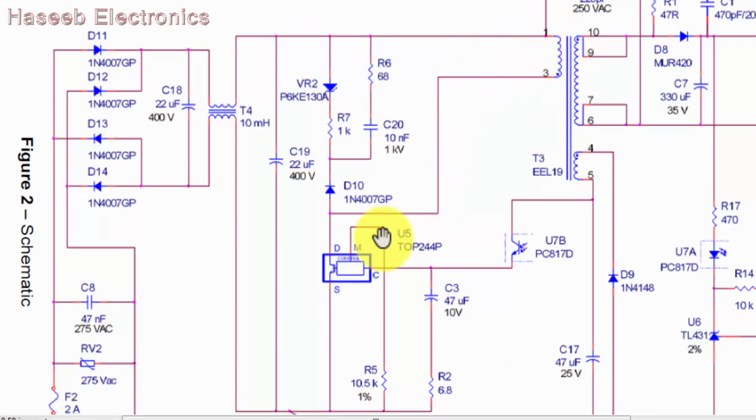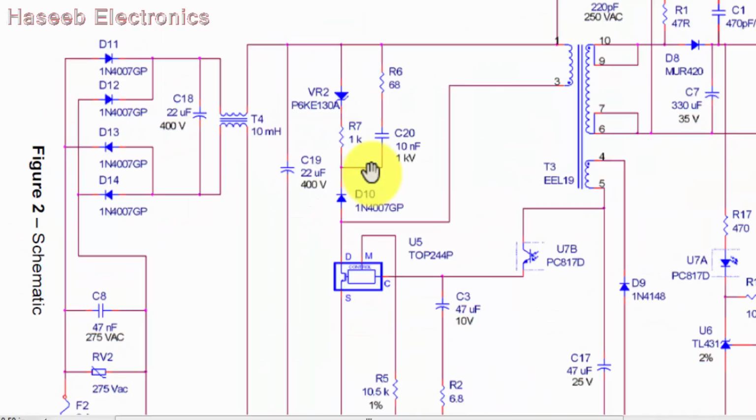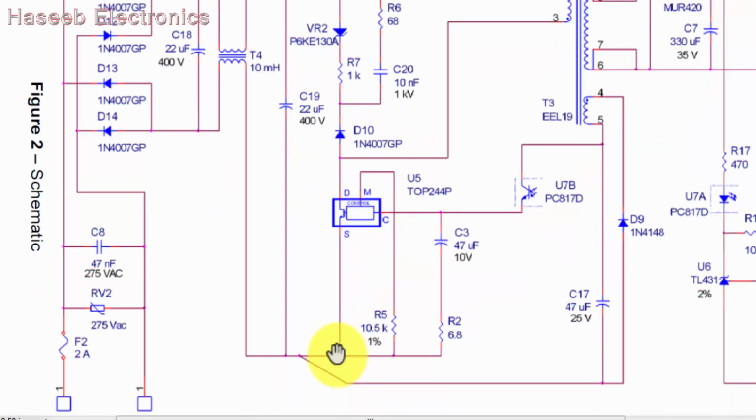Pin number 3 is connected to the drain pin of TOP244P. RCD snubber circuit: VR2 6KE130A, R6 68 ohm resistor, 10 nanofarad 1 kilovolt capacitor, and we have 1N4007. This circuit is working as a snubber circuit. Source pin is connected to ground.